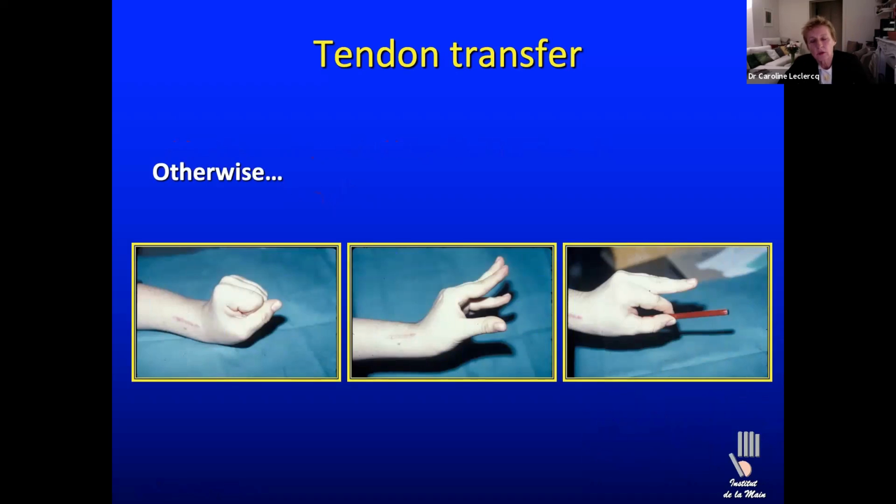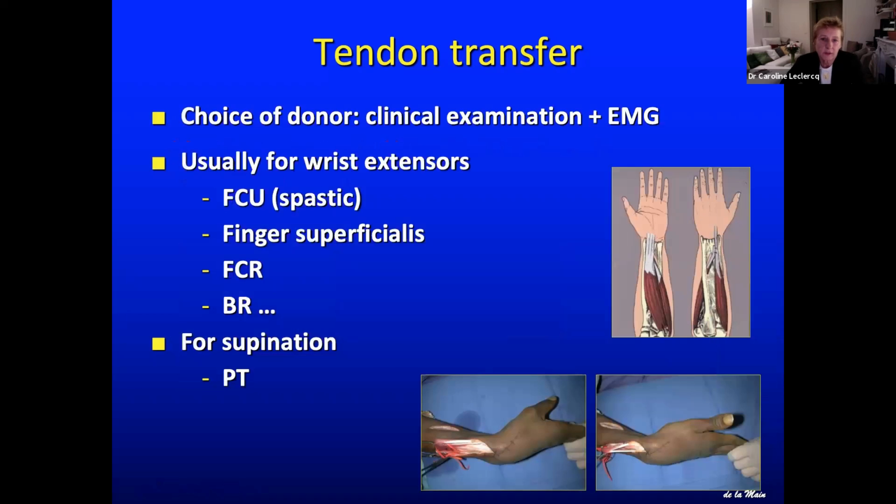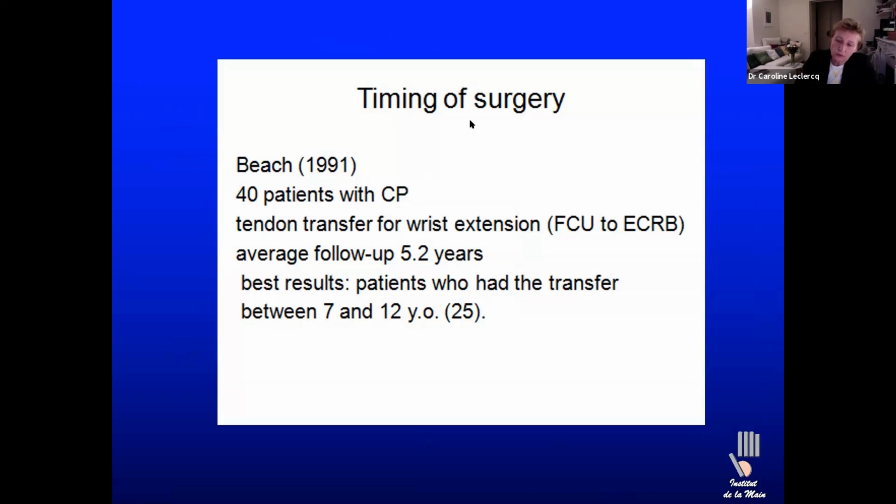This is a young girl I operated on many, many years ago when I did not understand this. So I transferred a spastic FCU and made it into a spastic wrist extensor. And of course, she was not better off with this muscle that was not phasic. So the choice of donor will, of course, depend on your clinical examination and the EMG studies. It can be mostly a wrist extensor and FCU, finger superficialis, etc., but it can also be a brachioradialis and so forth. So it is the best muscle that we will choose. Just a word about tendon transfers in children.